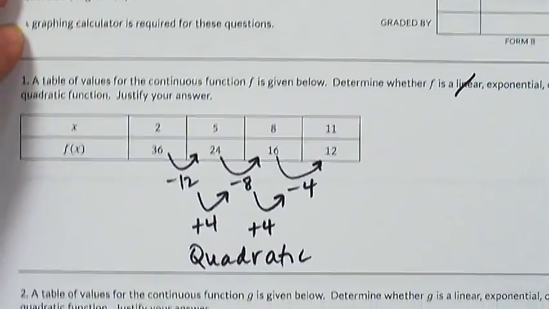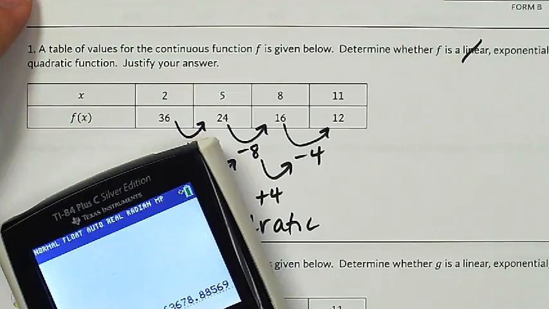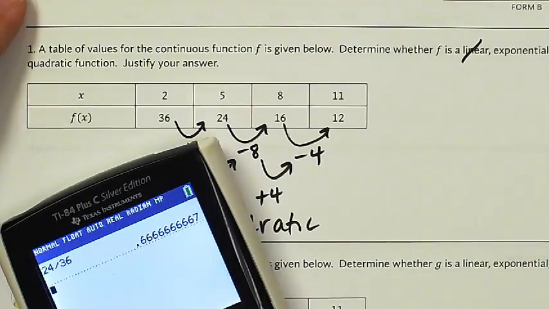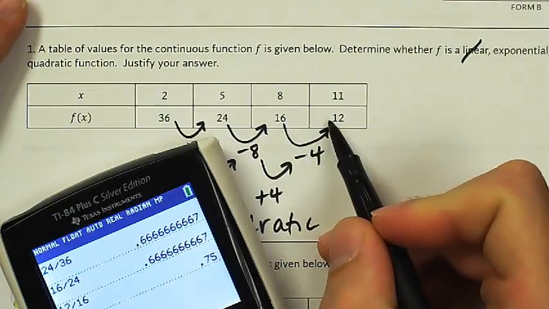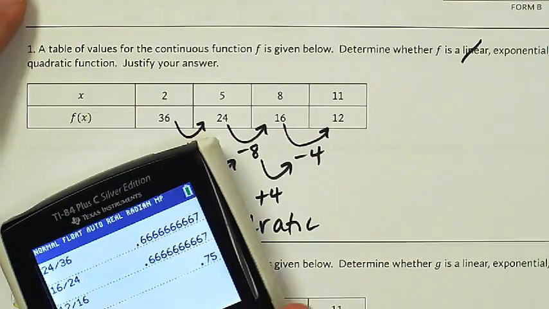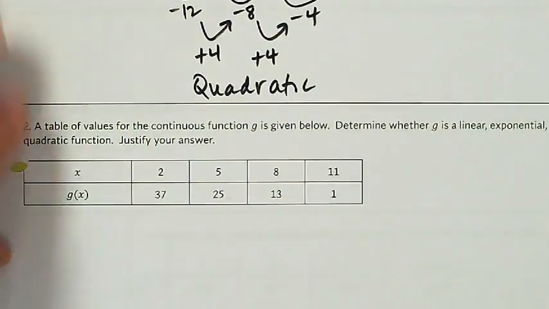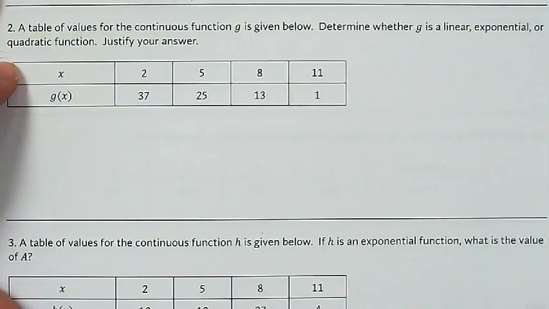If you had started by testing to see if this was exponential and doing 24 divided by 36, that's 2/3. But then if you did 16 divided by 24, same story, 12 divided by 16. Okay, that's not the same ratio. So it wasn't exponential. It was just quadratic. And then for some reason I thought it was both.